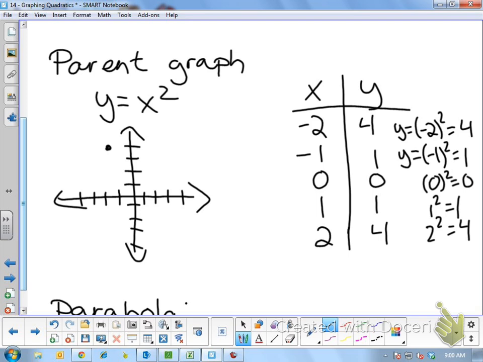Then we go to the next point, -1, 1. We go left 1, up 1. Come on, write it down, please. We go 0, 0. That just stays in the center. 1, 1, and 2, 4. So this is what the picture of a quadratic looks like.